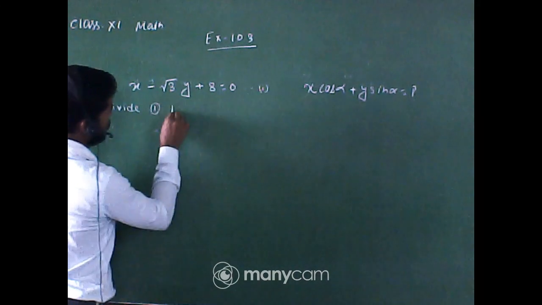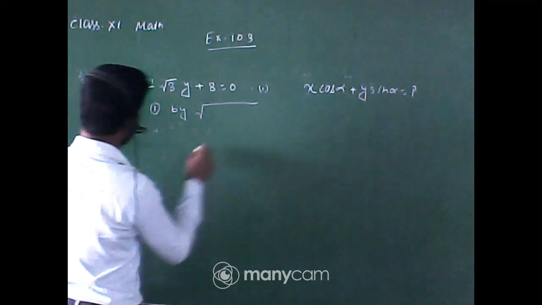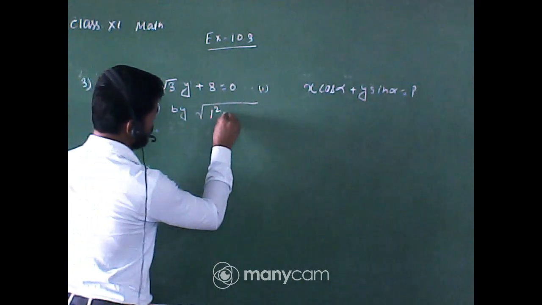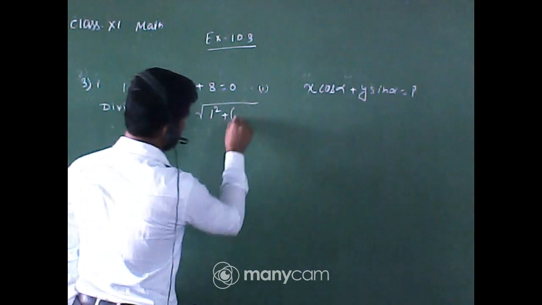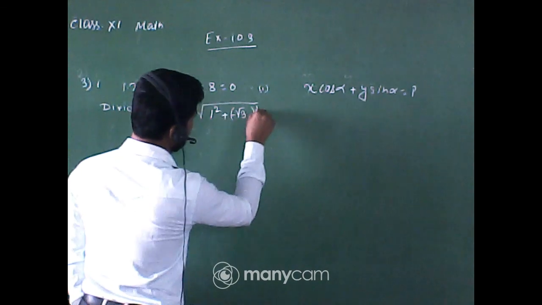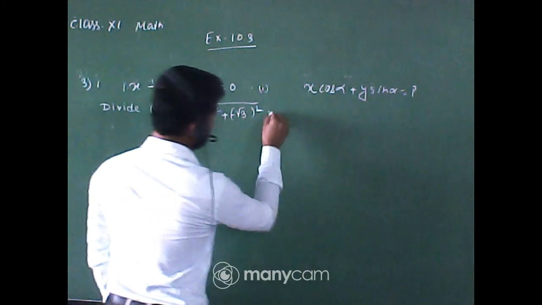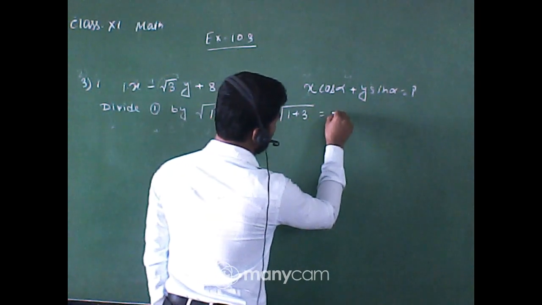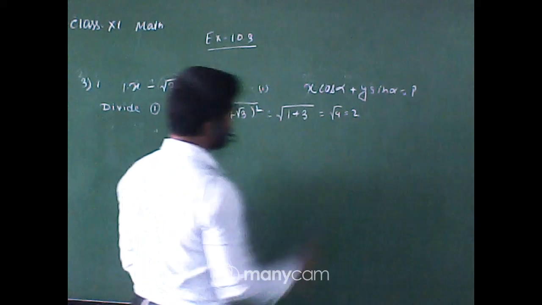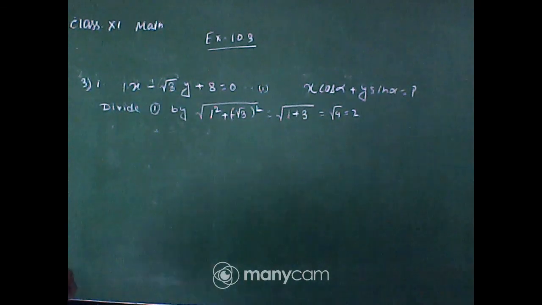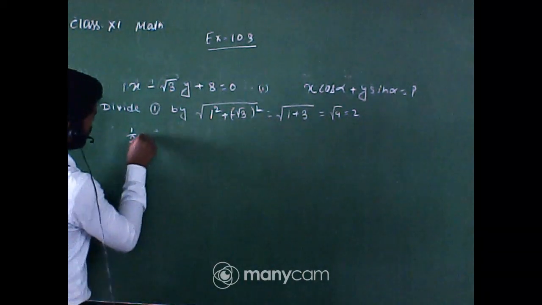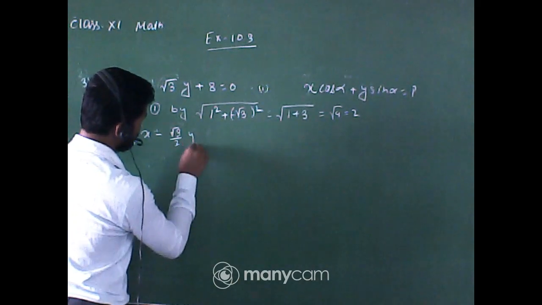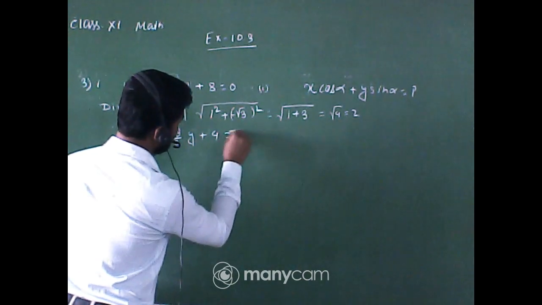Divide equation number 1 by the square root of the square of the coefficient of x plus the square of the coefficient of y. That means root over of 1 plus 3, that is equal to root of 4, that will be 2. So we are dividing the equation by 2. We have 1 by 2 x minus root 3 by 2 y plus 4 is equal to 0.